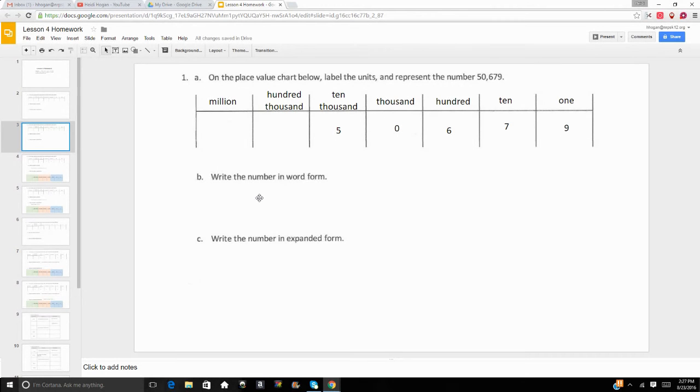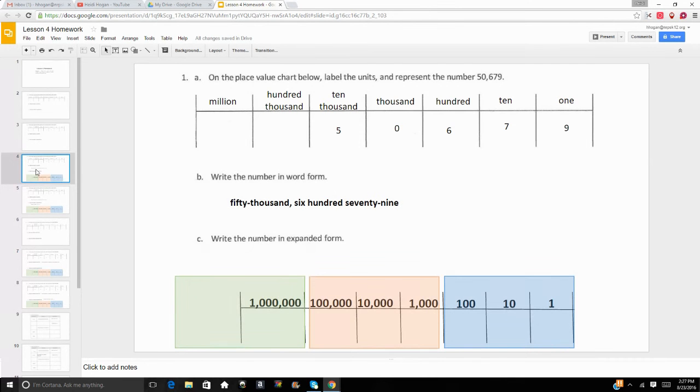So now, since we've read the number, we can do our best to spell it and write it in word form. 50,000, and we know we have the hyphen there, 50,000, and we use a comma just like we do in the numerals. 50,679. Good job. And this also helps us with our periods, the ones period, the thousands period, the millions period.